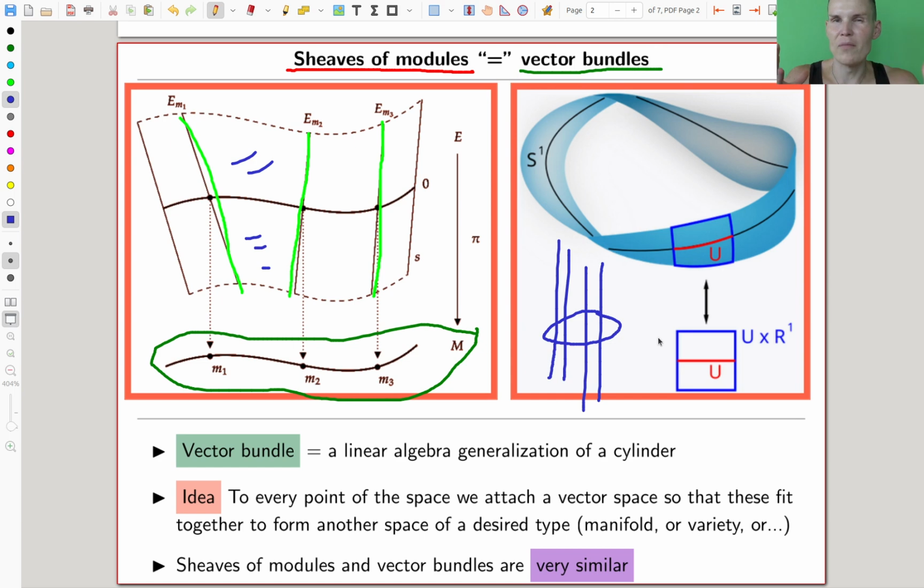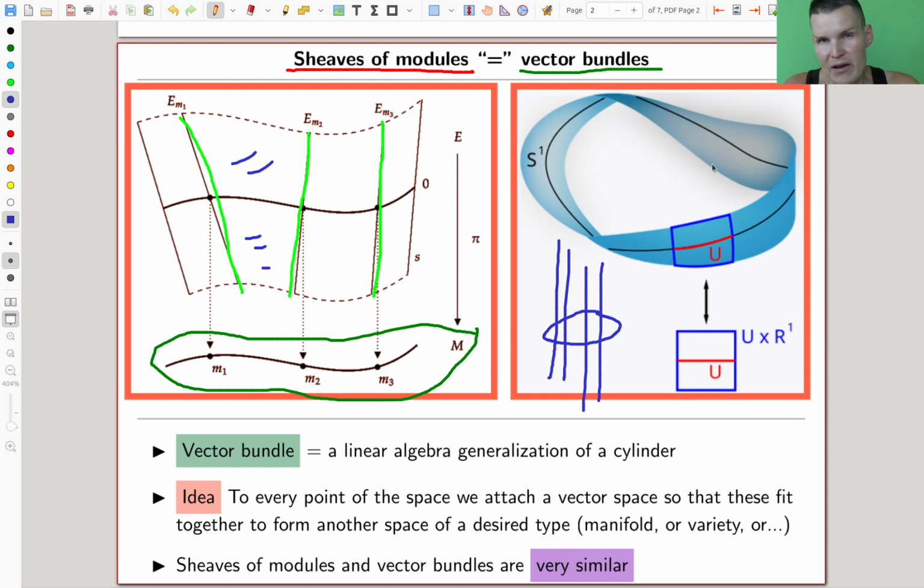But there is some global property, some local gluing property involved, and globally it doesn't need to be a cylinder. For example, the Möbius strip is also a vector bundle over the circle, where you glue them together a little bit twisted, and you get the Möbius strip. Strictly speaking, you get the infinite cylinder and the infinite Möbius strip, because a line is an infinite thing, but let's ignore that. So really the idea here is, to every point in our space we associate a vector space so that they fit together in a nice way and form another space of some desired type, whatever our desired type is. Maybe we are topologists and we like manifolds.